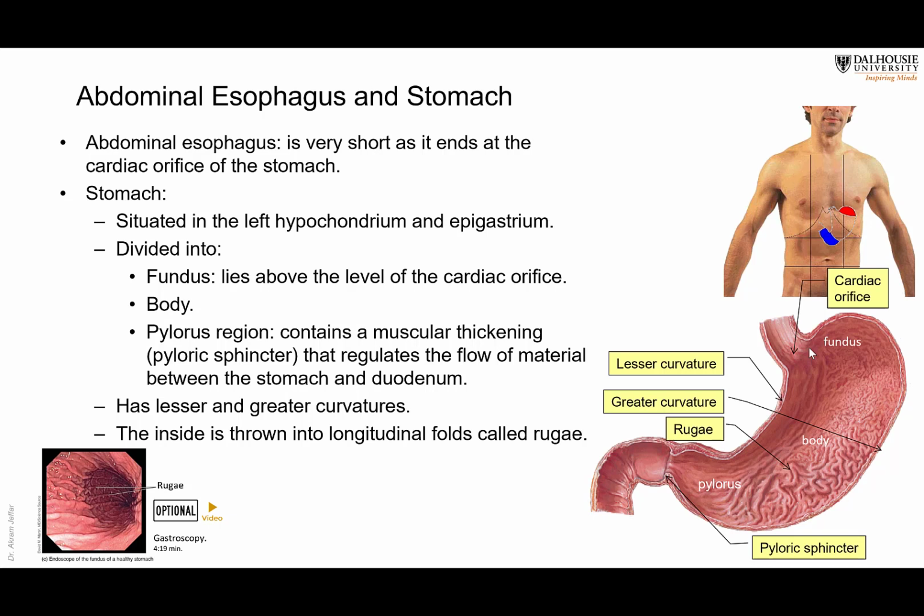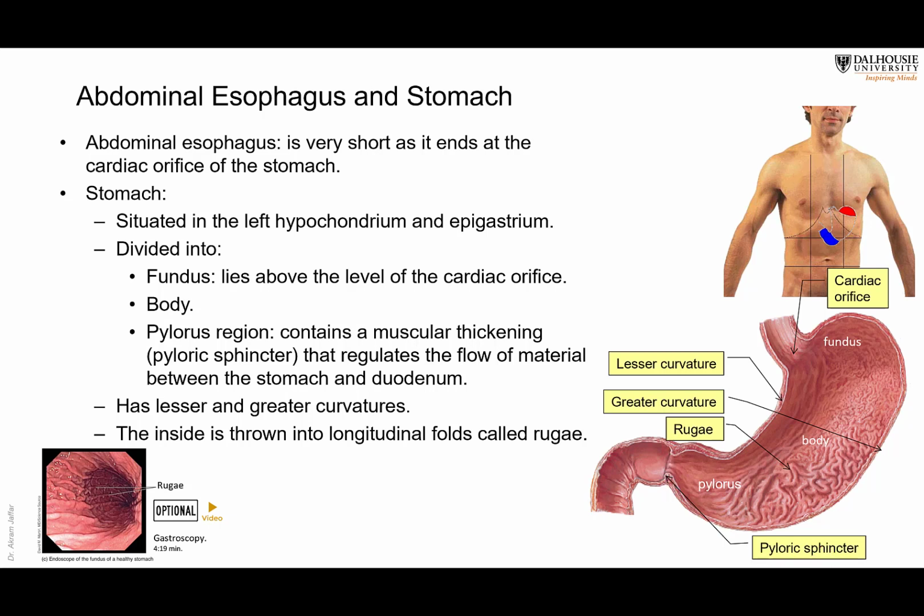So when you find gas in the stomach, it's actually in the fundus of the stomach when taken in the erect posture. The stomach has a body, most of the stomach, and then a pyloric region, which ends up into a narrow part, which is called the pyloric sphincter. And you can see it here.